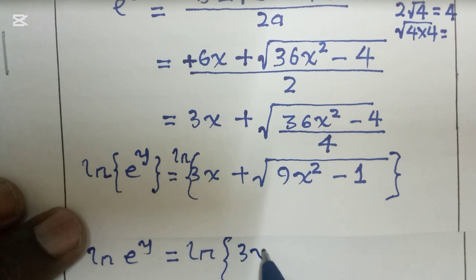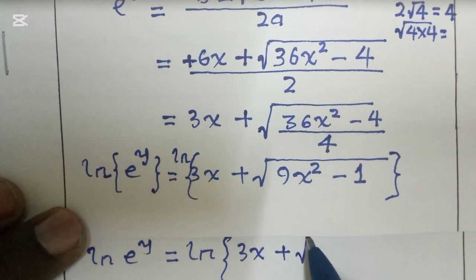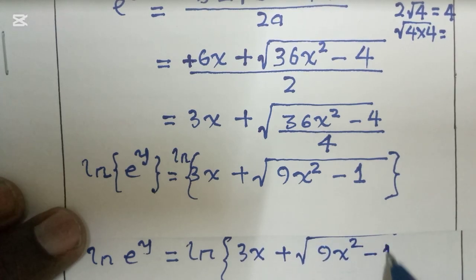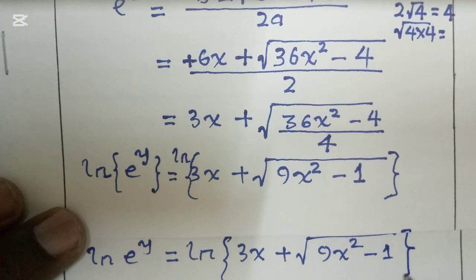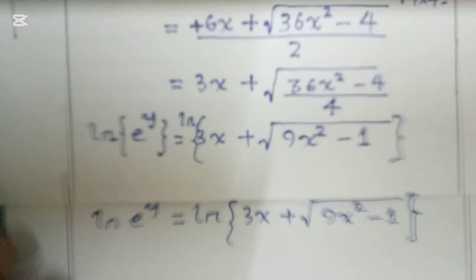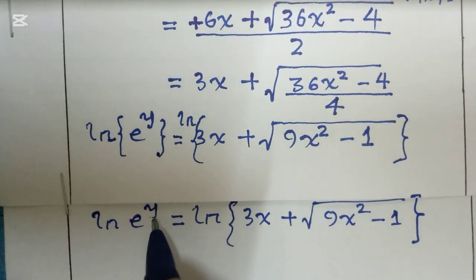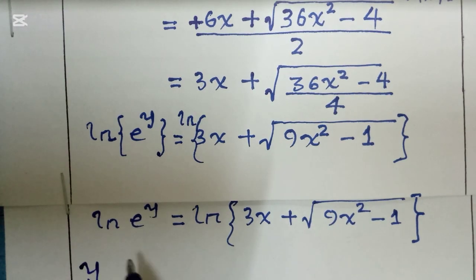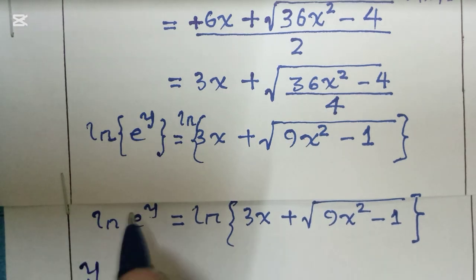of 3x plus square root 9x squared minus 1, like that. So finally, guys, we can now move this y here, because log e to base e is supposed to be 1. So here is going to be 1. So y, I move it here, then here we are left with 1.